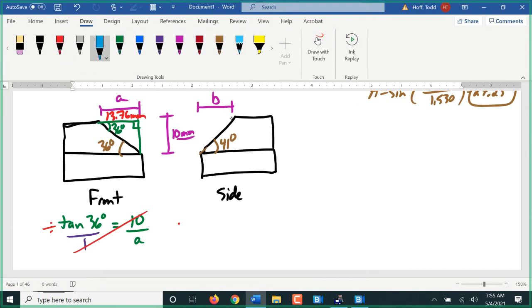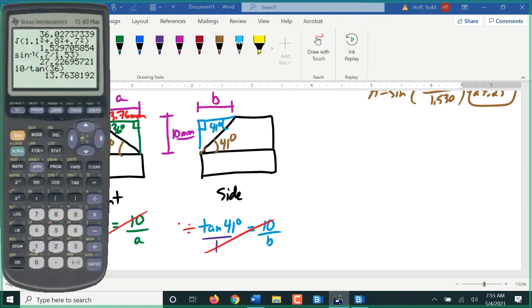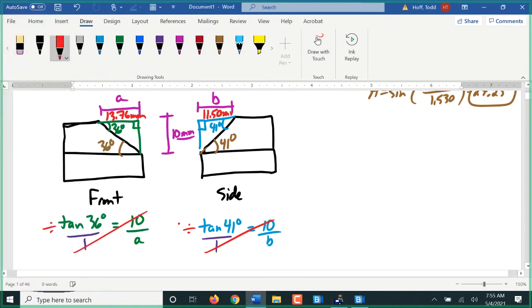Dimension B. Well, here's our triangle right here. There's my right angle. This is 41 degrees up here. Again, I have opposite and adjacent, so it's still a tangent. So I'm going to do a tangent of 41 degrees equals my opposite side of 10 millimeters over my adjacent side of B. And once again, I put that over 1 and I cross multiply and divide. So 1 times 10 is 10, divided by the tangent of 41 degrees gives us 11.50 millimeters is our dimension B.